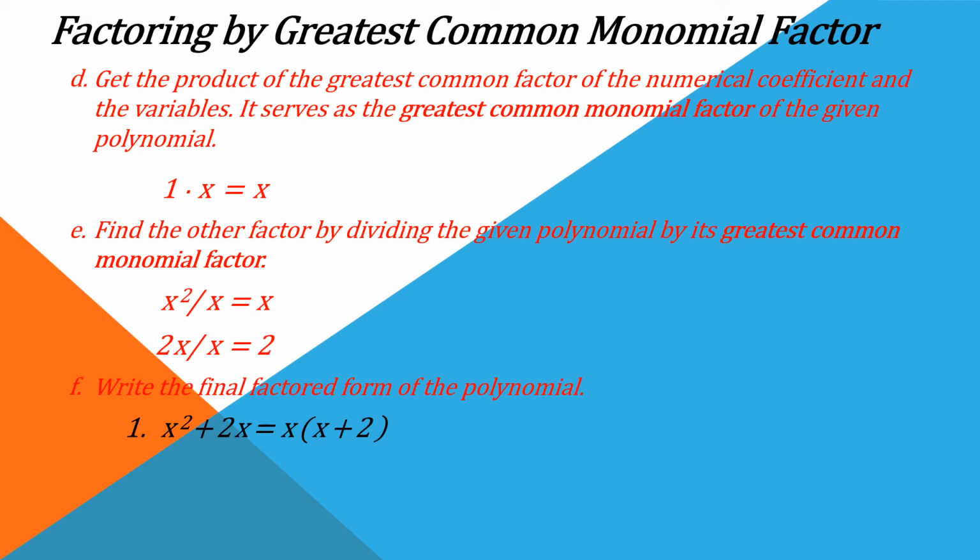We will just combine the greatest common factor that we got and the quotients we got by dividing the given polynomial by its greatest common monomial factor, which are x and 2. Since our sign is positive, the sign between x and 2 is also positive.